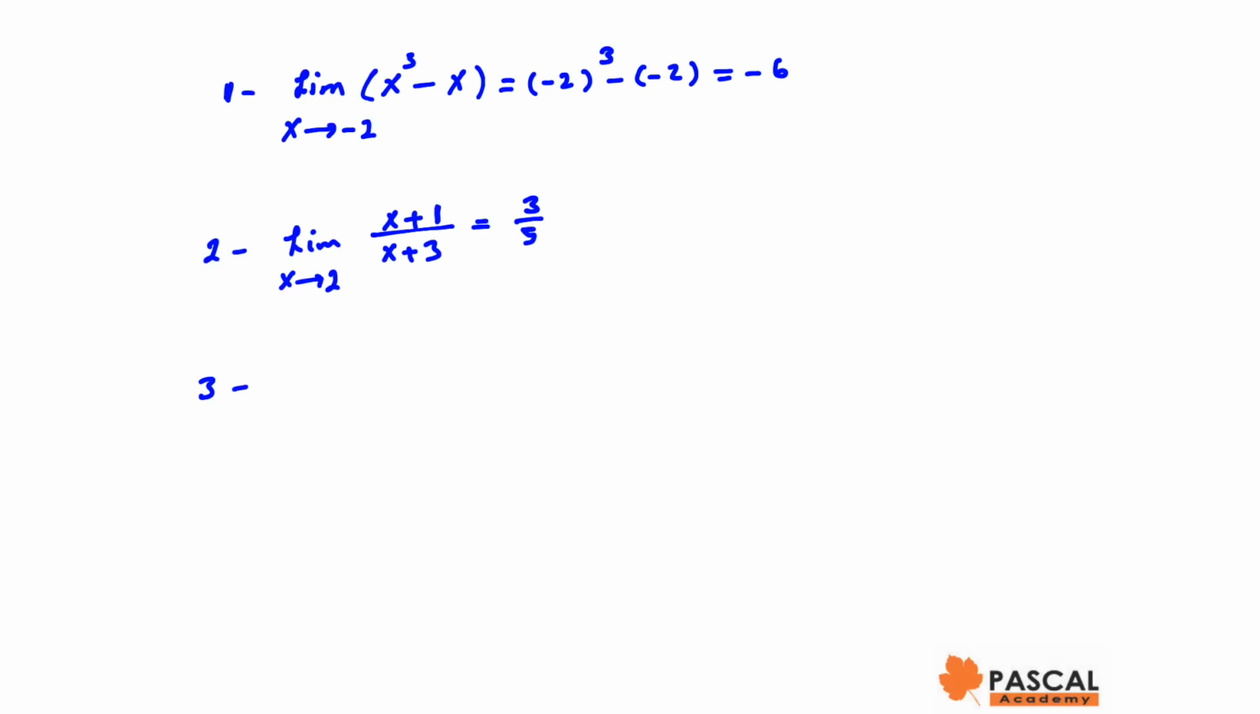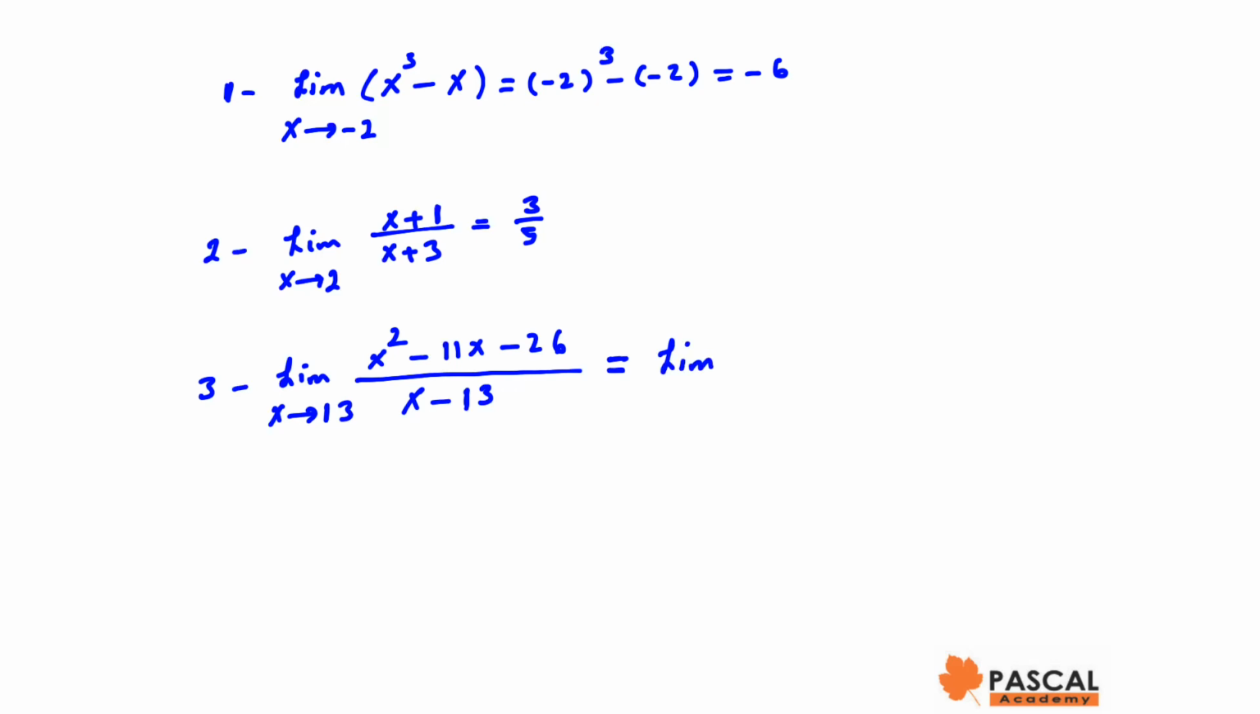Number 3. Find the limit of (x^2 minus 11x minus 26) divided by (x minus 13) as x approaches 13. By the direct substitution method, we have 0 over 0. Therefore, the direct substitution method is not applicable in this case.